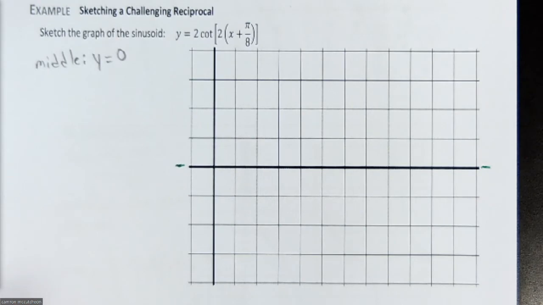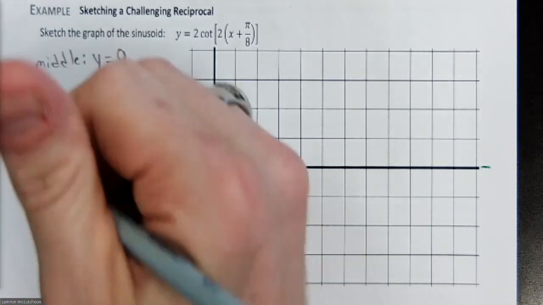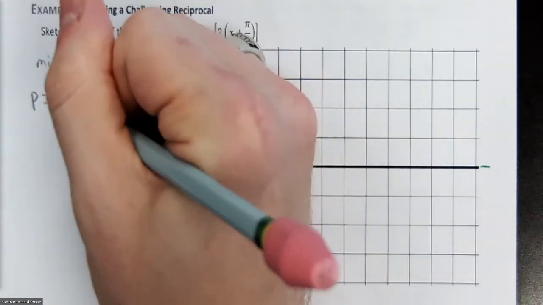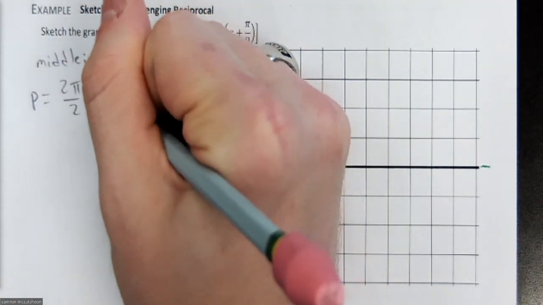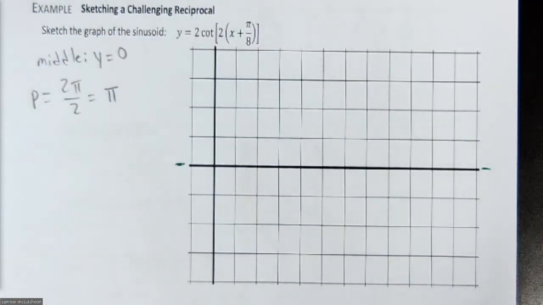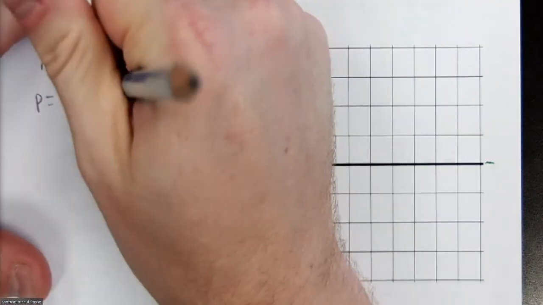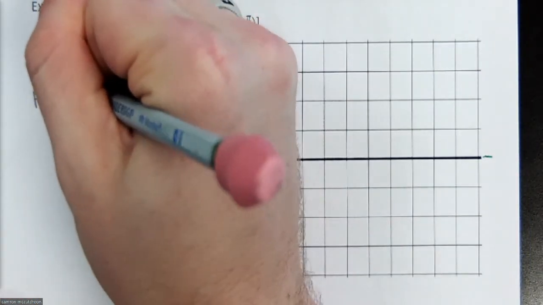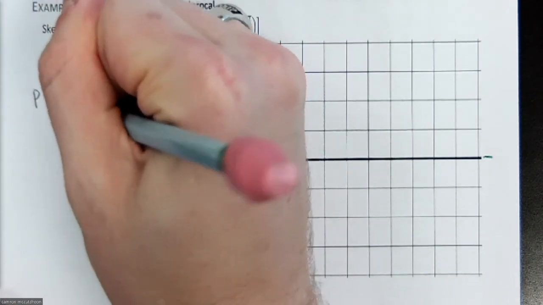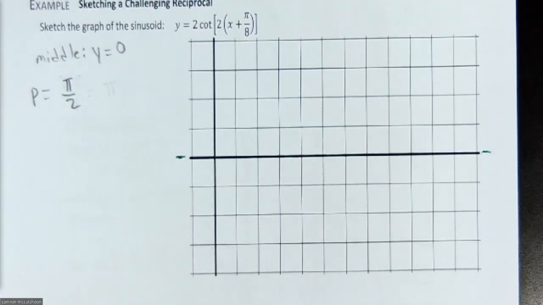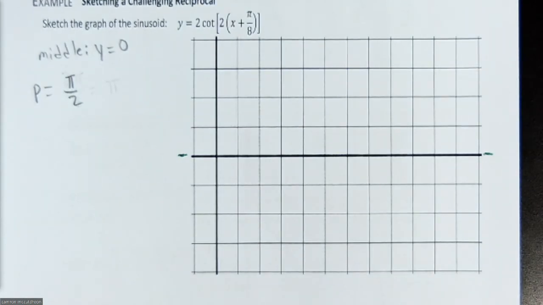And the period is supposed to be 2 pi over b. So our period is 2 pi over 2. I have a period length of pi. Oh, you're right. I'm sorry. Good catch. Pi over b, not 2 pi over b, because this is cotangent. Pi over b is just pi over 2, so there's not even an equal sign necessary right there. There we go. Good catch. Period length is pi over 2.